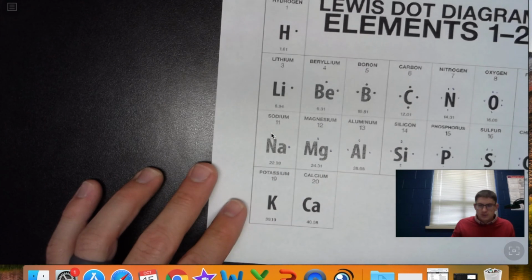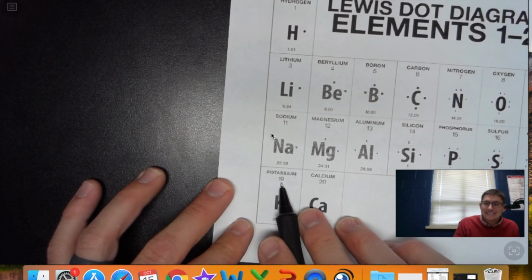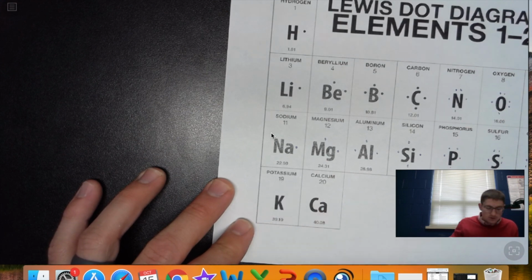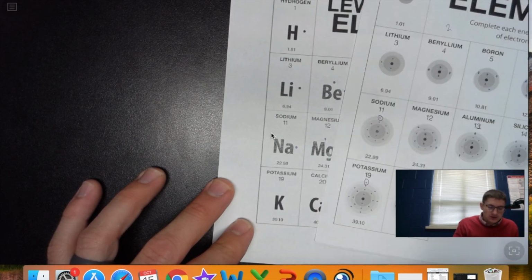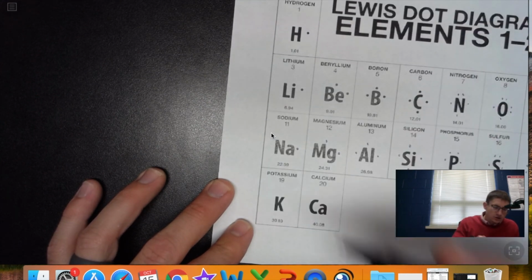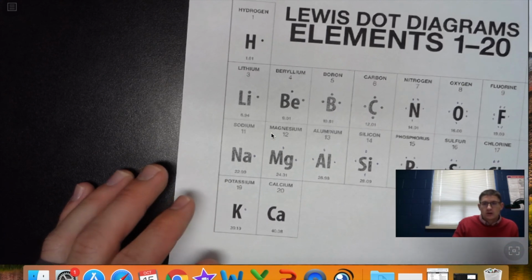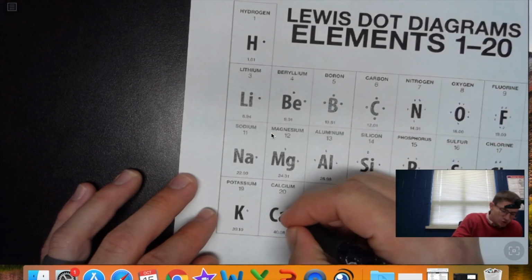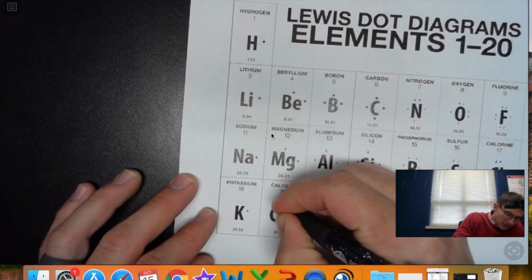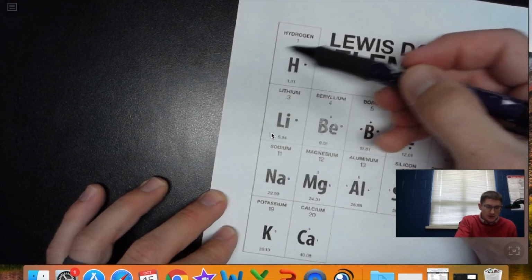Now way down here at potassium, here you've got the atomic number 19, meaning it has 19 protons, 19 electrons. Are we going to have to draw all those dots? Well, the answer is no. There's only 1 electron in the outermost energy level. Therefore, I only need to draw 1 dot. Calcium has 20 total electrons, but I only need to draw 2 because there's only 2 in those outermost energy levels.